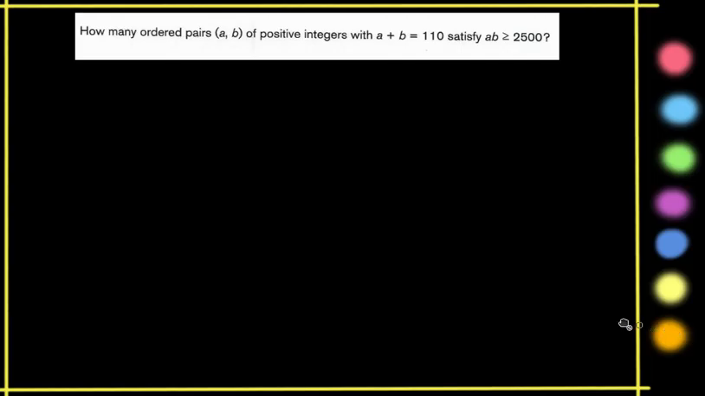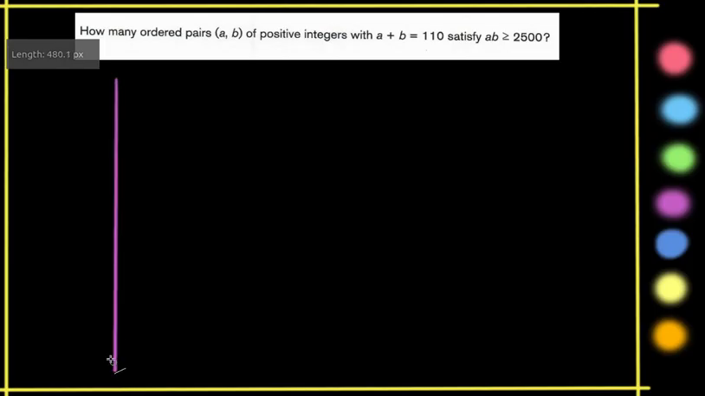This one says, how many ordered pairs A, B of positive integers with a plus b equal 110 satisfy a times b is greater than or equal to 2500? Okay, so this is a tricky one, I think. Let's go ahead and start thinking about some of the ideas here.